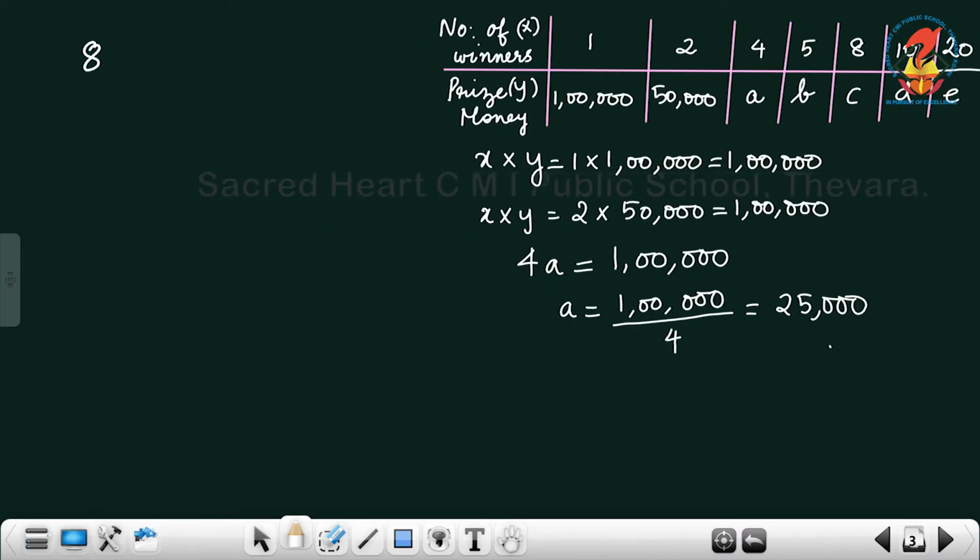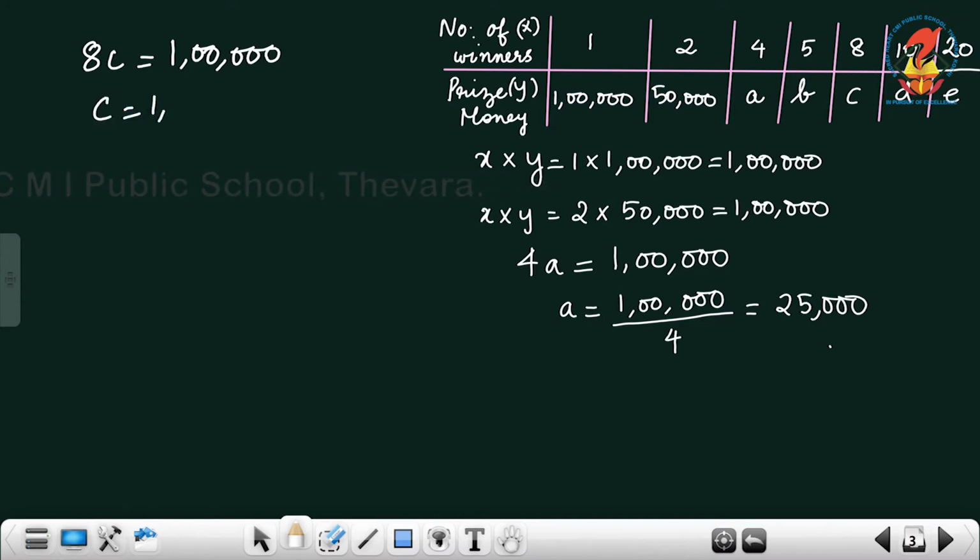If there are 8 winners, 8 into prize money will be, the prize money doesn't change, it is the same throughout. So what will be the value of C? 1 lakh by 8, and that will be equal to 12,500.